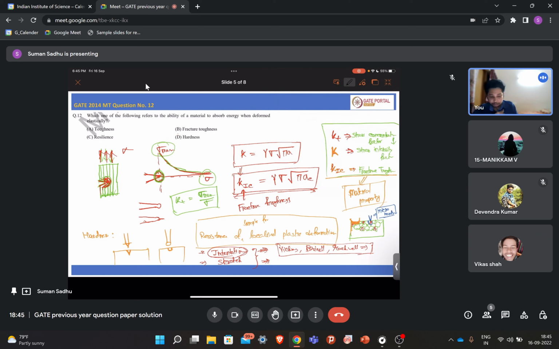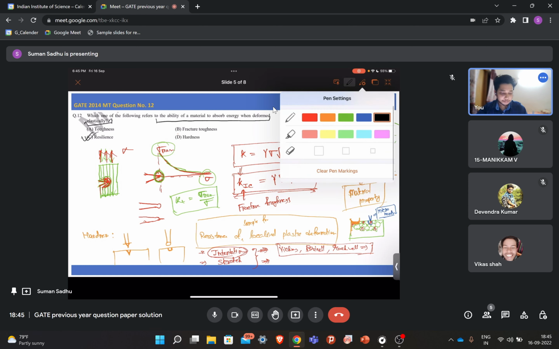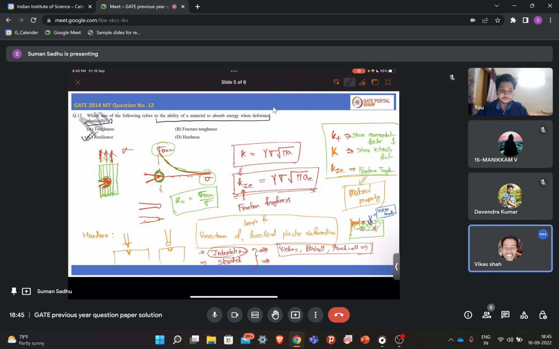So in this question, the ability of the material to absorb energy when deformed elastically, we found that the answer is resilience. The other terms are different things, which I have already explained. So if anyone has no doubt, then I can move to the next question. Should I move? Okay.